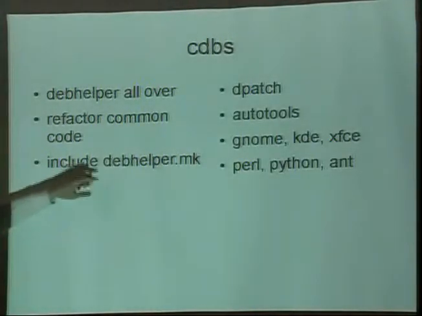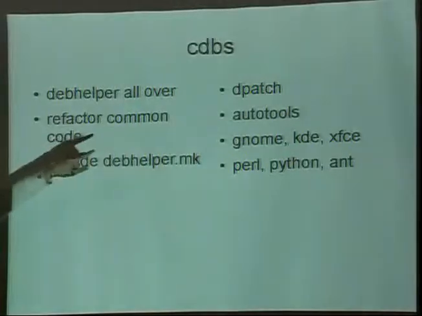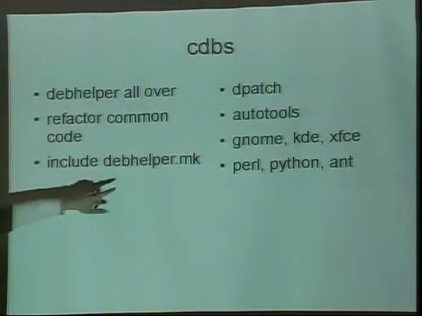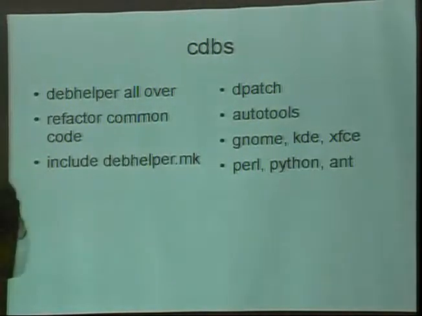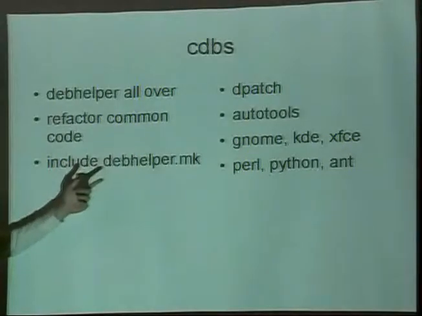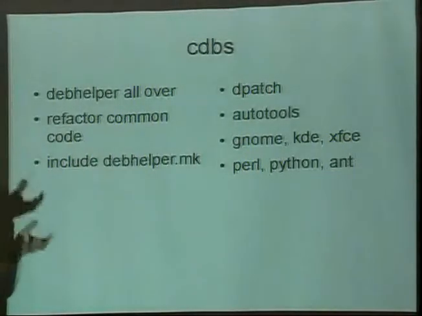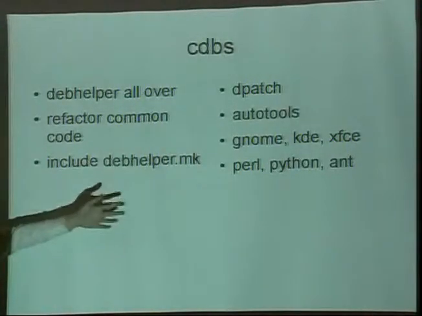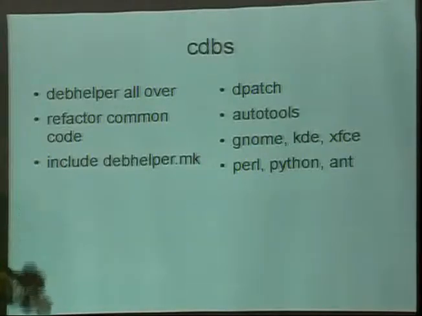So there is debhelper, and then there's CDBS, Common Debian Build Systems. They have basically refactored common code for patches, for autotools, and for GNOME, KDE, XFCE. Depending on what desktop environment you're doing, there's extra stuff that you do in the end once you've finished compiling. And then there's stuff for Perl, Python, and for Java.